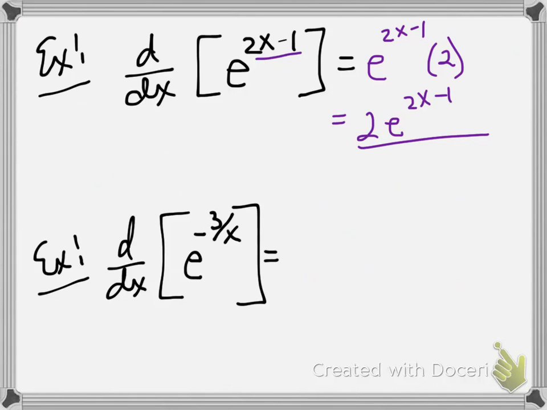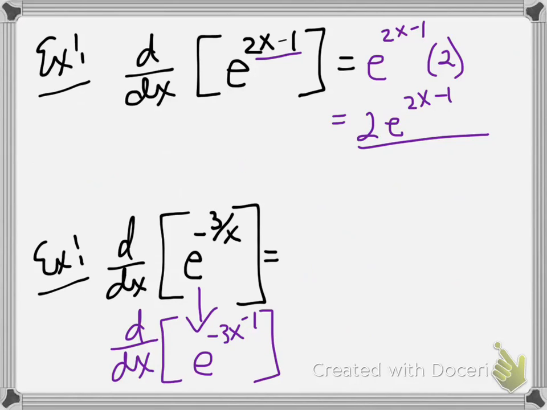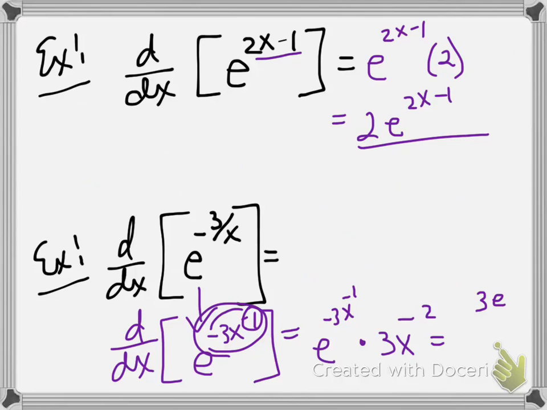Pretty simple. If I have e to the negative 3 over x, you might even want to rewrite it as e to the negative 3x to the negative 1, just so that you have a full idea of what's going on here. So the derivative is e to the negative 3x to the negative 1 power times the derivative of negative 3x to the negative 1 power. Remember, we're talking derivatives, so when you bring the negative 1 to the front, it becomes positive 3x to the negative 2 power. So if you write this all together, you're going to have 3e to the negative 3 over x divided by x squared.